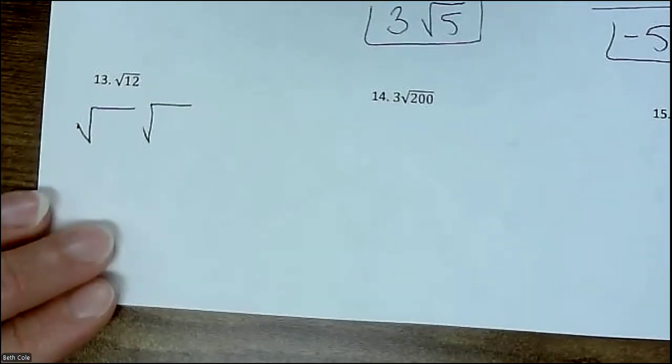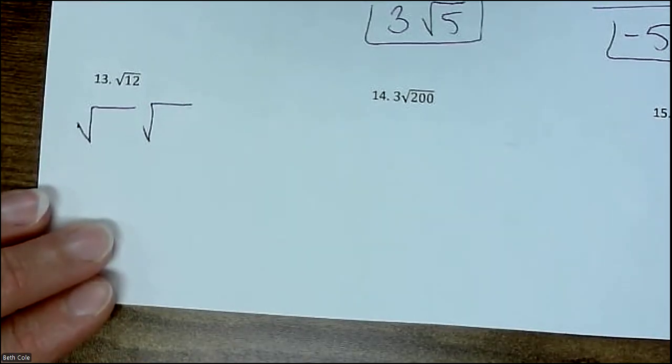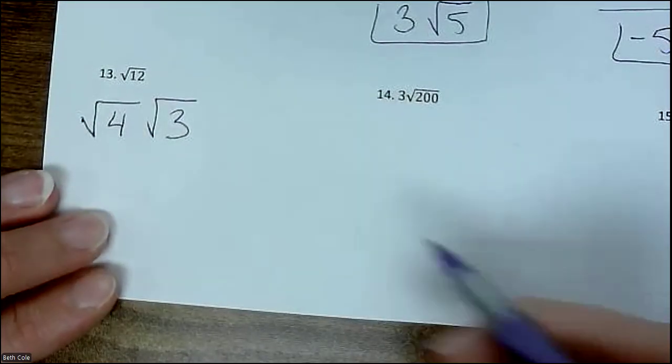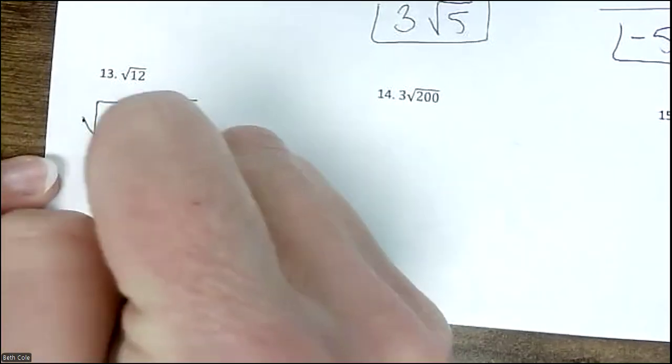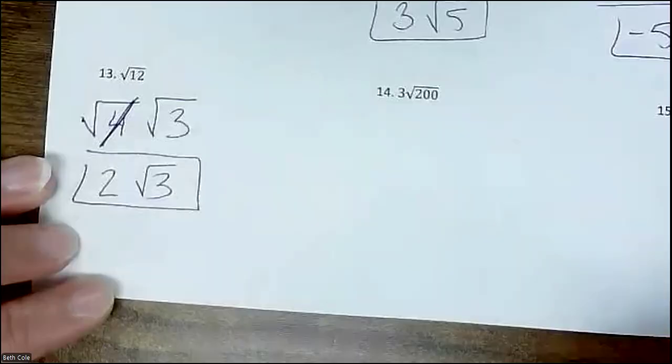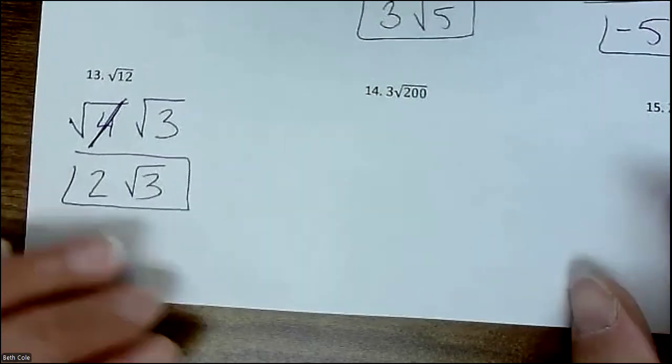All right, we got a couple more. 12. Draw two little houses. You need two numbers that multiply to be 12. One of them's got to be from the squares list up there. Can you guys focus for me in the back there? It would be 4 times 3. And the whole point of choosing 4 is that it's going to work. Square root of 4 is 2. So 2 square root of 3.